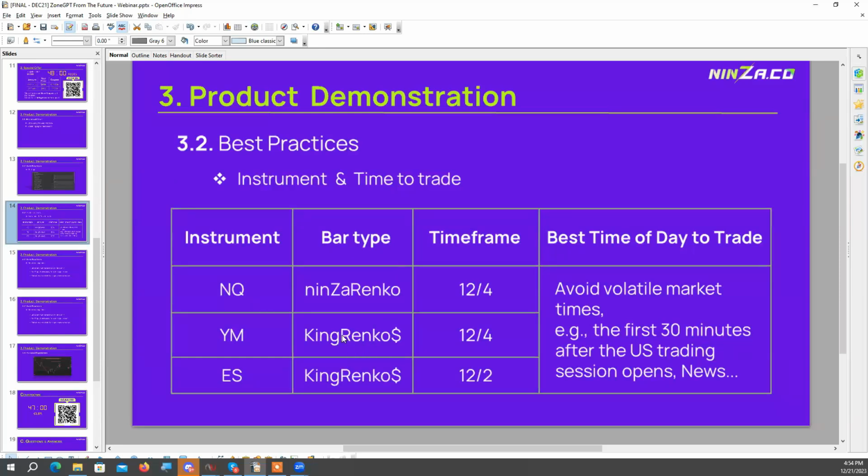How is the King Renko different from the Ninza Renko? A Ninza Renko is what's called an irregular bar, meaning what? It has a false start, and a false close, right? So it's an irregular bar. The King Renko is actually where the price went, the low and the high. That's what separates it from a regular Renko bar.